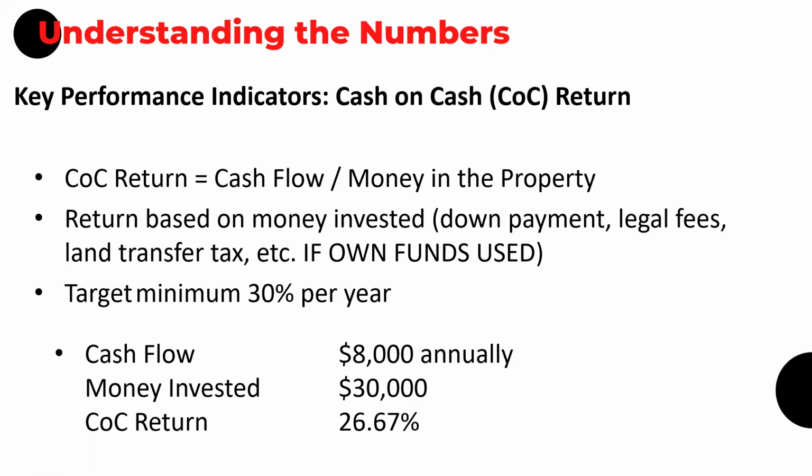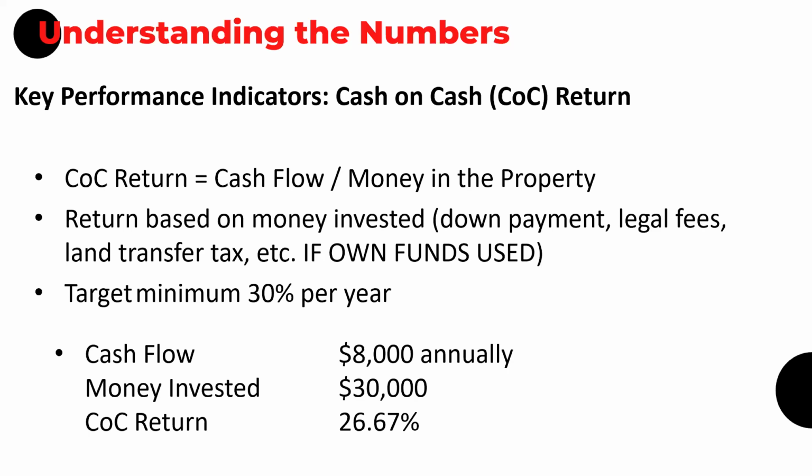Cash on cash return is cash flow divided by the money in the property. Here, it is really important to understand cash on cash. The money in the property is what is key. The return is based on the money actually invested, your down payment, your legal fees, your land transfer tax, if you are using your own funds. If you are doing 100% financing, then your cash on cash return would be infinite because your money in the property is zero.